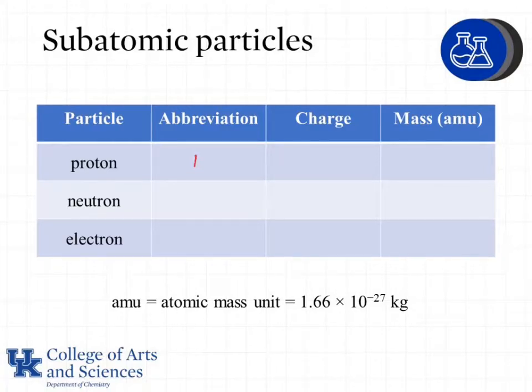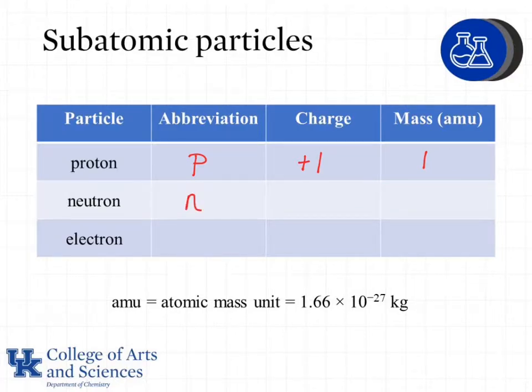And so when we look at a proton, we use the symbol P to represent protons. The charge on a proton is +1, and the mass in units of AMU is also 1. Notice that an AMU is equal to an atomic mass unit, which is equal to 1.66 times 10 to the minus 27 kilograms. This is not a number you need to know. I just put it here so that you recognize how small an AMU actually is.